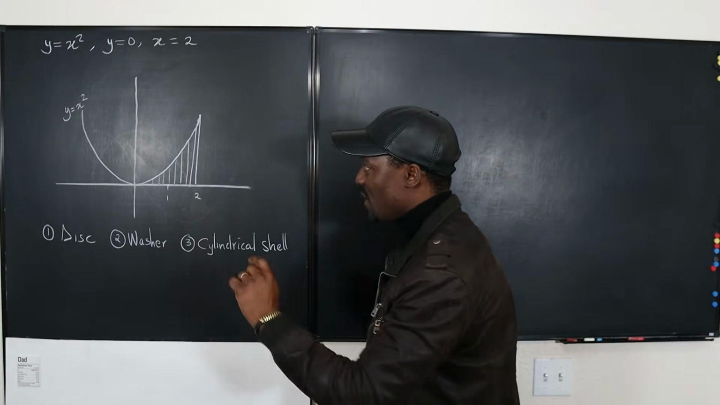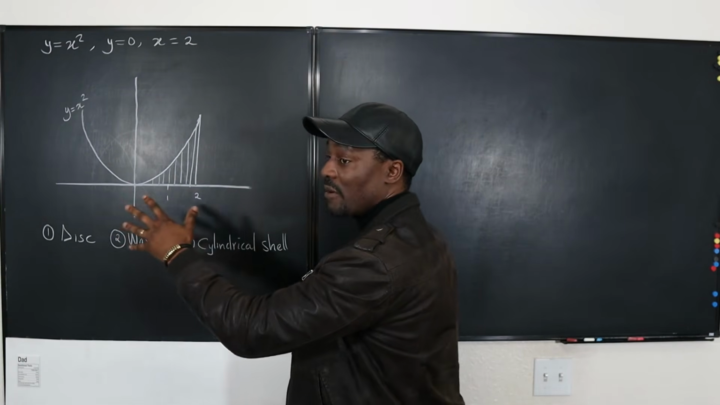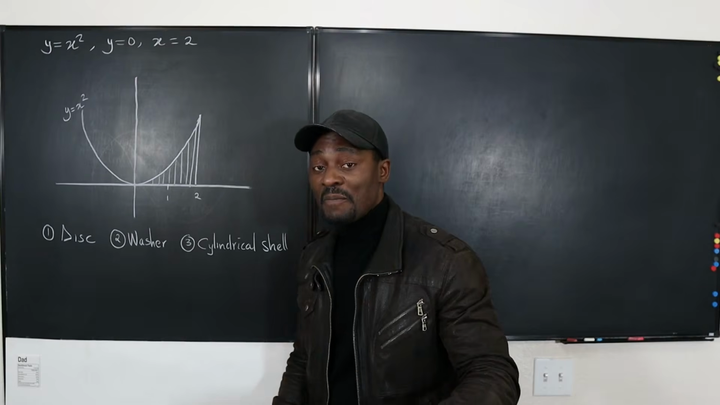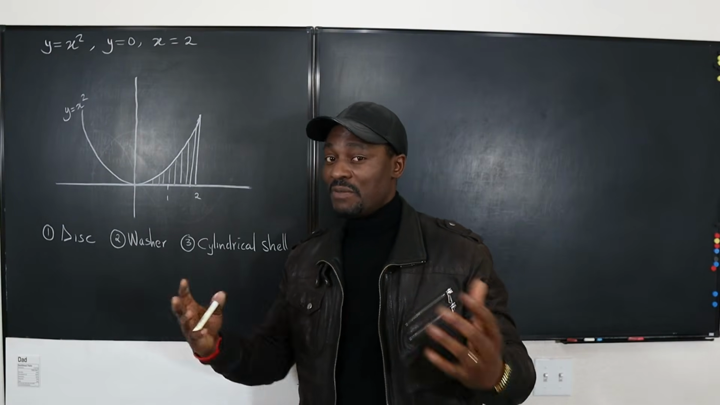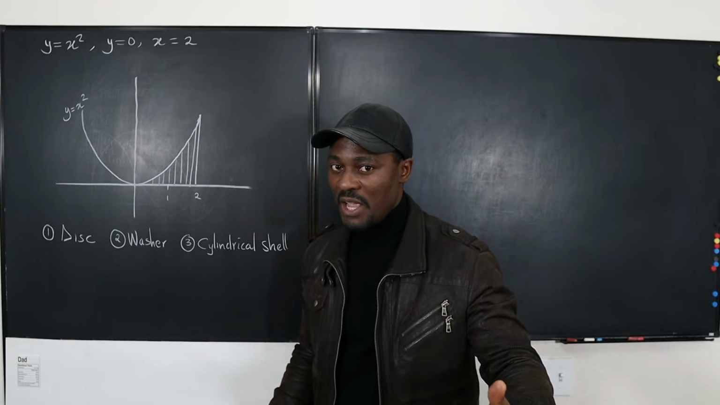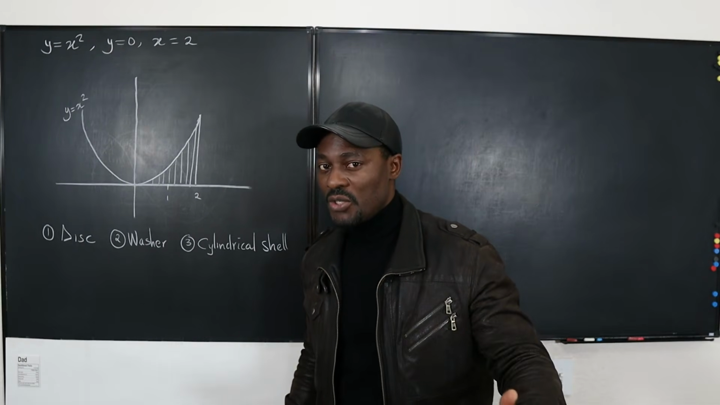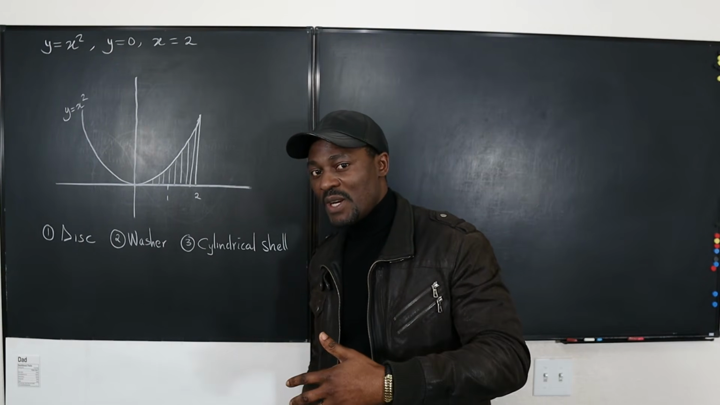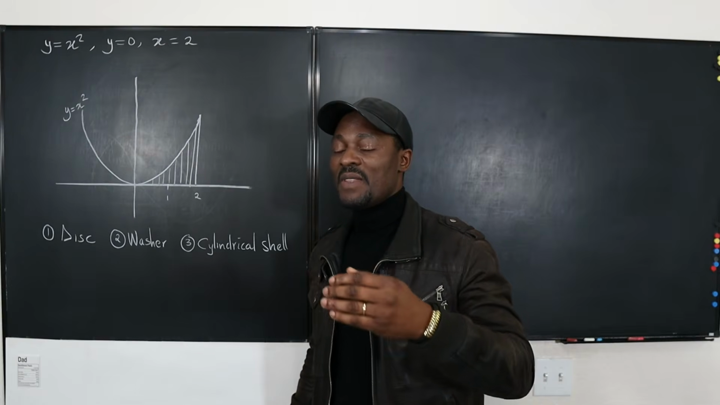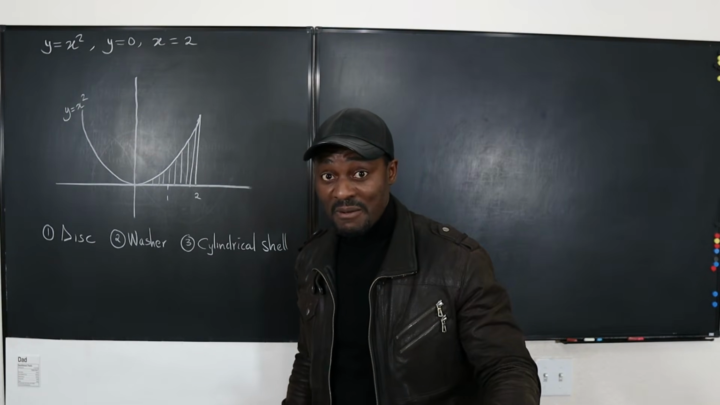So what I'm going to do is rotate this function about two different axes, and it will create two different shapes. Now, one of those shapes is going to be something we can find using the washer method, and the other one is going to be something we can find using the disk method.